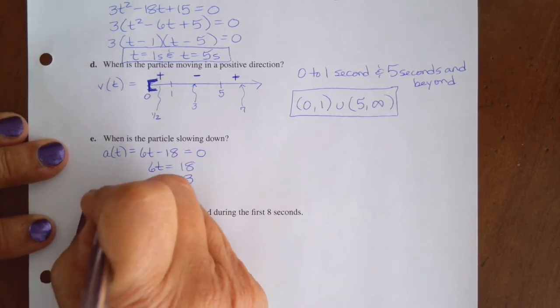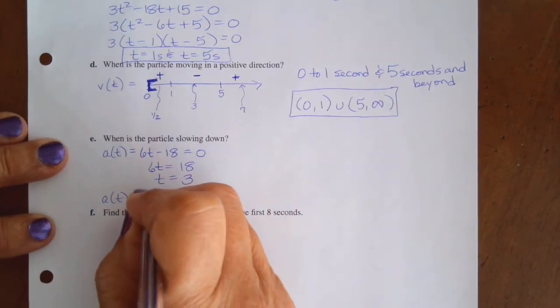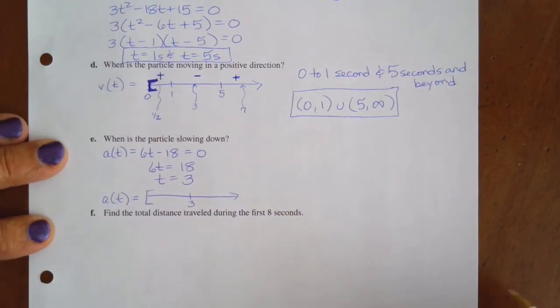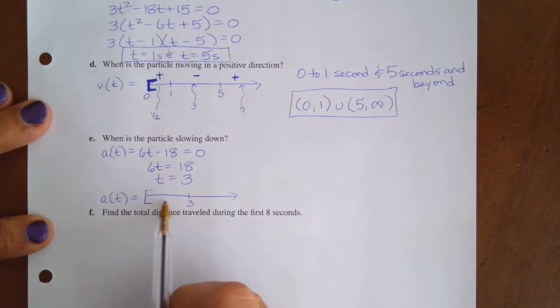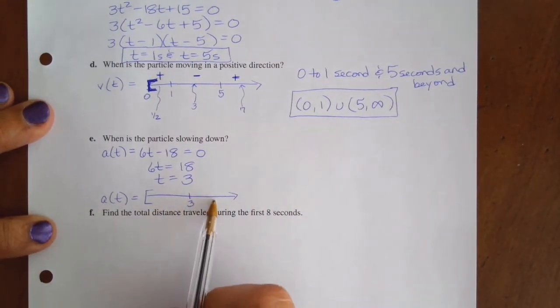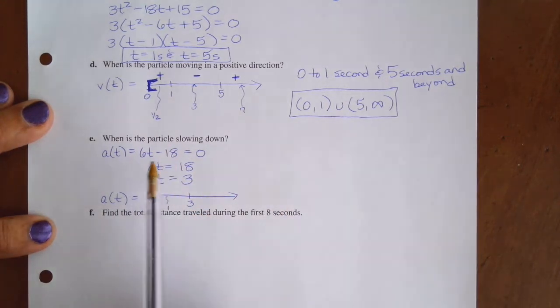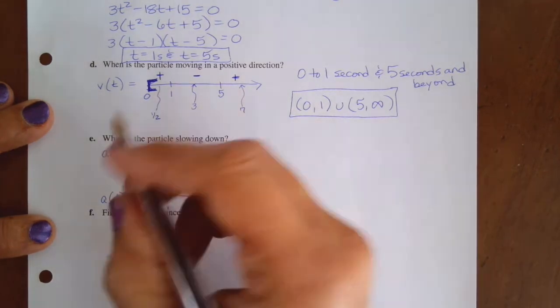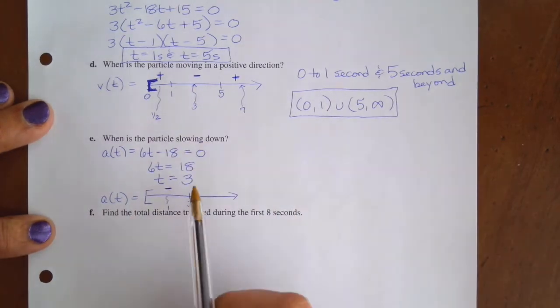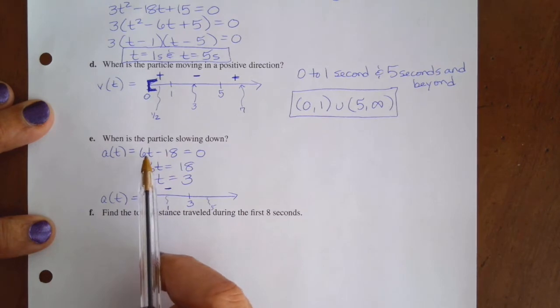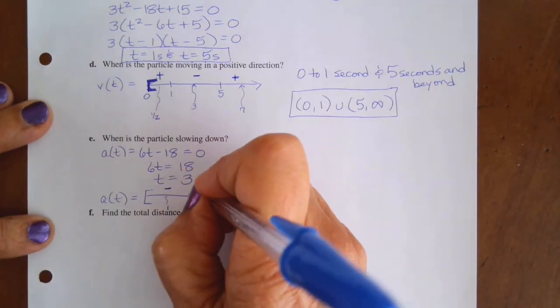So my a of t graph, start at 0, we only have 3. Okay, this is acceleration. Let's see what's going on both sides of 3. So if I use a test point over here, let's say I'm going to use 1. That's easy enough to plug in here. So if I put 1 in here, 6 times 1 is 6. 6 minus 18 is a negative number. And then use something bigger than 3, let's say 5. Plug 5 in here, 30 minus 18 is a positive number.